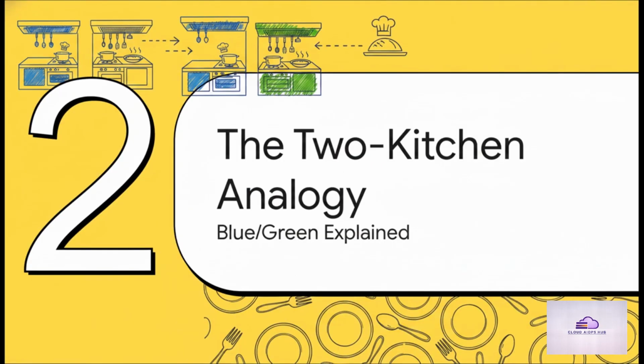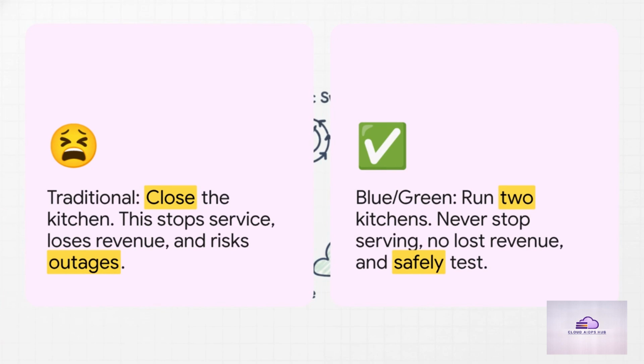So to make this super clear, let's use an analogy that I really love. Imagine you're running a restaurant, but here's the twist. You've got two separate, fully functional kitchens. Okay, think about the traditional way of deploying. It's basically like having to close down your only kitchen just to update your menu or install a new oven. You literally have to stop serving customers. You're losing money. And if you mess up a new recipe, the whole restaurant is down. It's a huge outage.